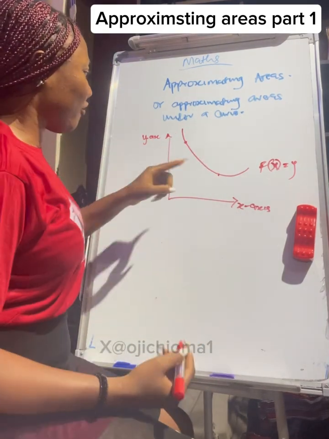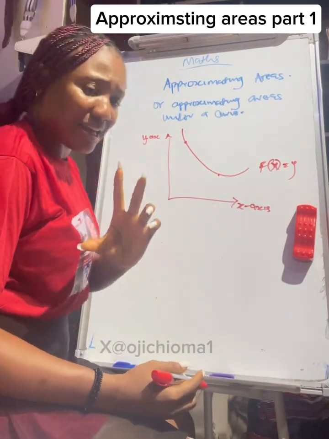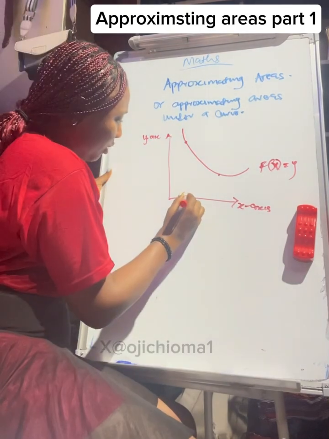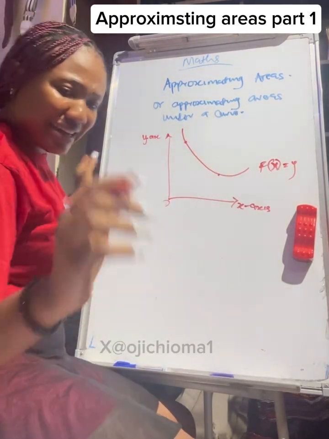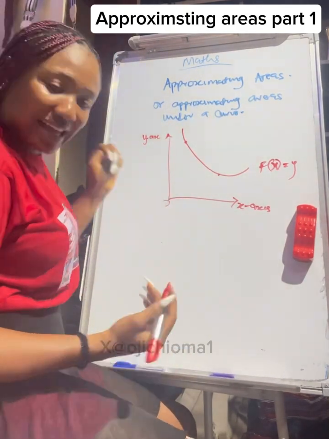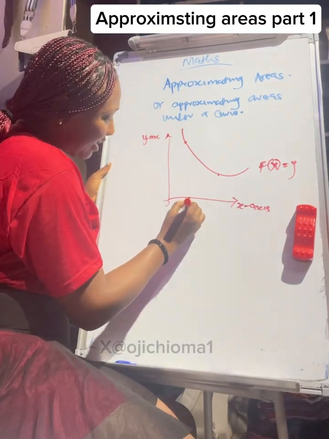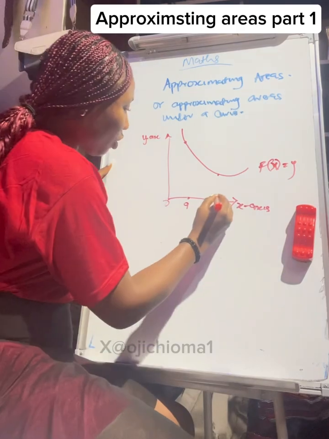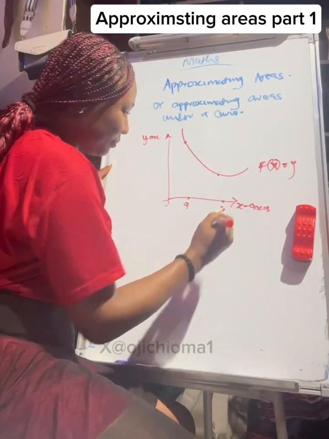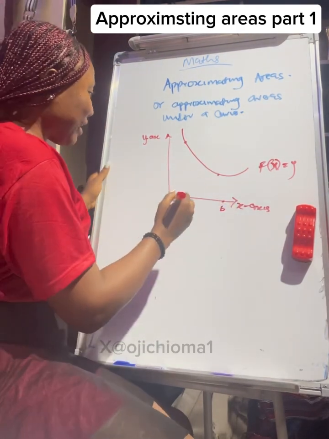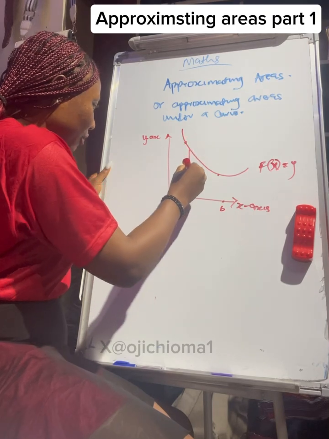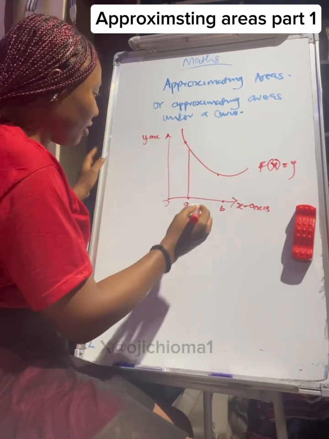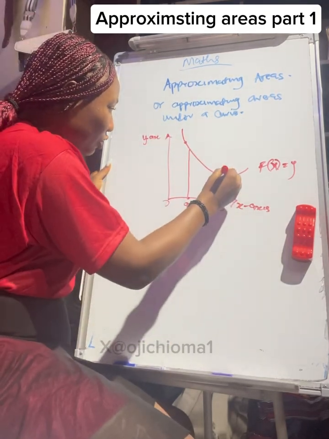So since this is the curve and any point in this curve is given by f of x, let me take a point, because this is assumed to be 0. Let me take a point on the x-axis, and I call that point A. Let me take another point on the same x-axis, and I call that point B, right? Now, I'll draw a line from here that must be touching the curve, and then a line from here that must be touching the curve.